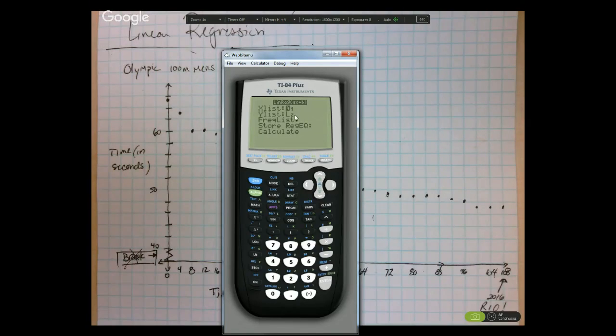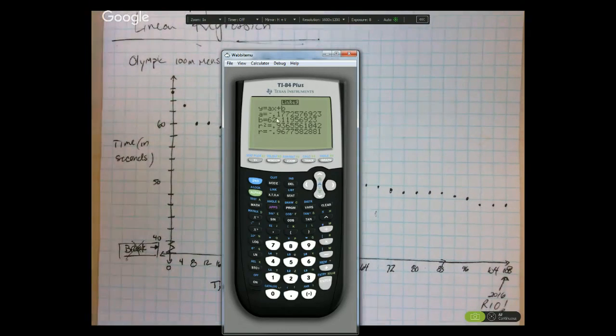Of course, we put our data in list 1 and list 2. If you need to change that, you can change it here. It's already on. You just have to push L1, L2, L3, these buttons here. Okay, and just go down to calculate. It should all be set up for you. And it gives you your equation.